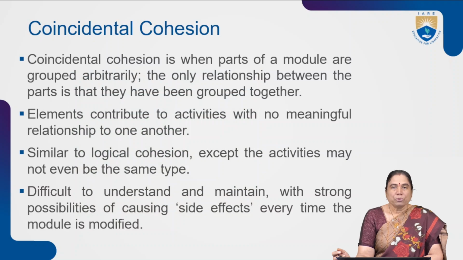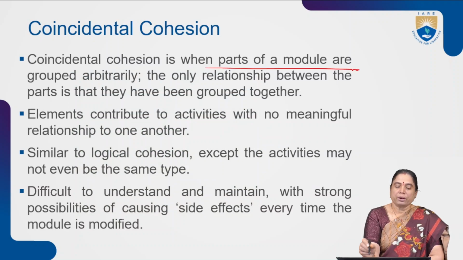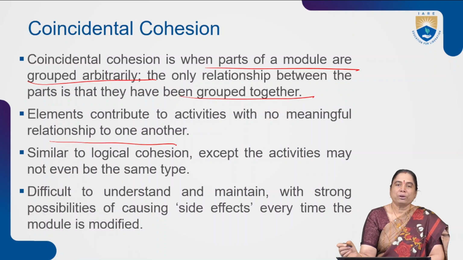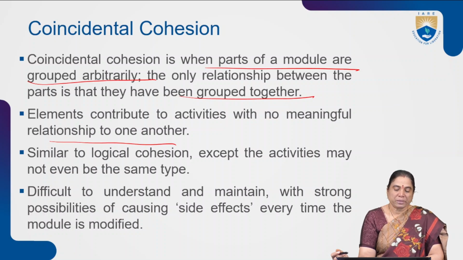Coincidental cohesion is when parts of the module are grouped arbitrarily; the only relationship between the parts is that they have been grouped together. Elements contribute to activities with no meaningful relation to one another. Only grouping or classification is the major motto, and there is no meaningful relationship between the modules that are grouped. Similar to logical cohesion, except activities may not be the same type. It is difficult to understand and maintain, with strong possibilities of causing side effects every time the module must be modified.